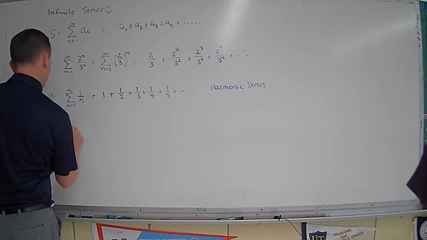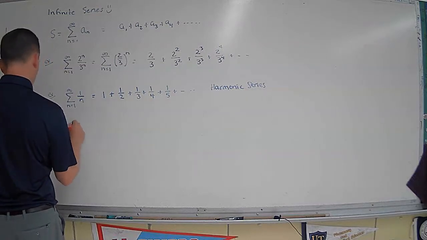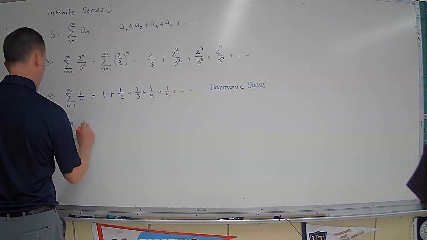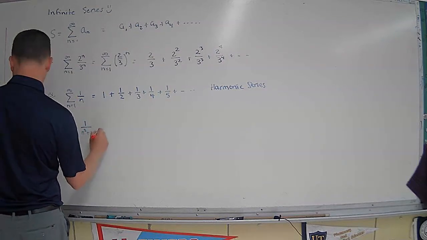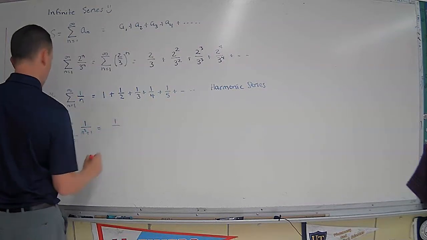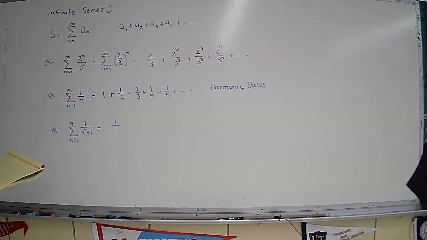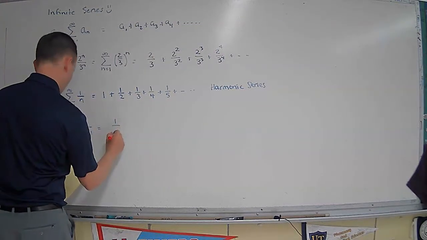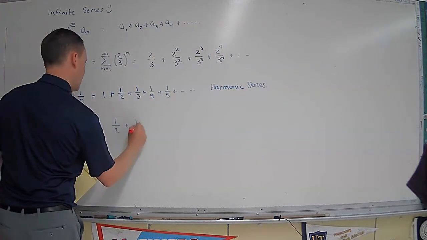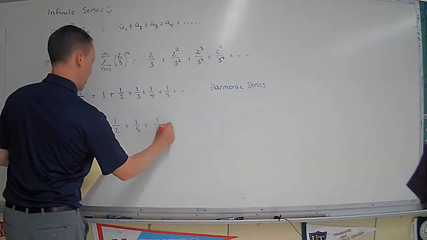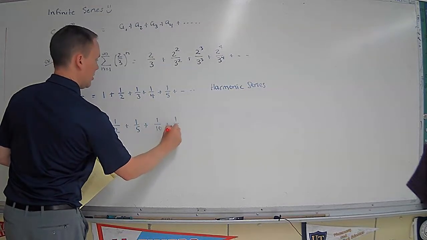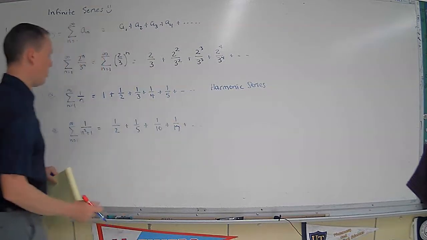One more for us. Just a little example, just some structure here. 1 over n squared plus 1. So we'll do some arithmetic here. So this is 1/2 plus 1/5 plus 1/10 plus 1/17, and so forth.